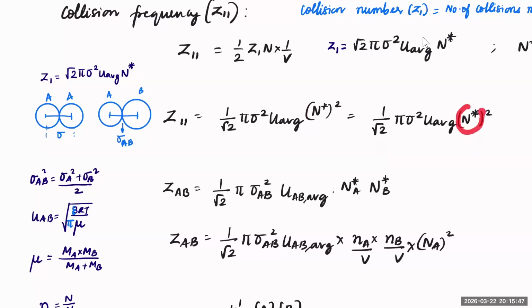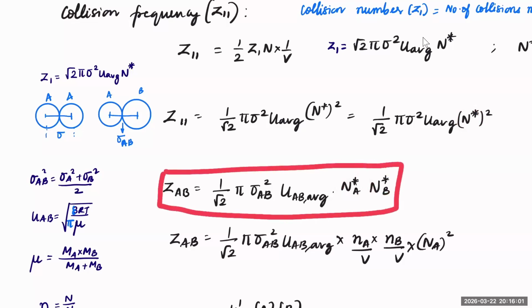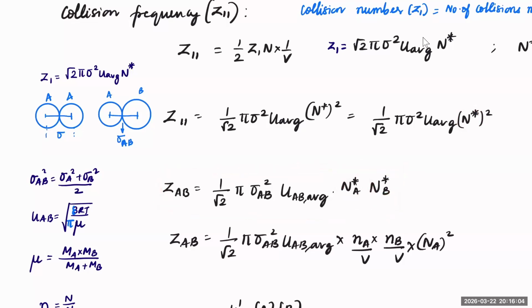And now you can see half pi sigma square U average N star square is what you have. Suppose this N star is with respect to the number of particles of A and the number of particles of B, then I can write that N star square as Na star and Nb star. So this is with respect to bimolecular collisions of two different particles. If the collision is happening between the same particles, then this is the formula we use. If they are happening between two different particles, then this is the formula we use.